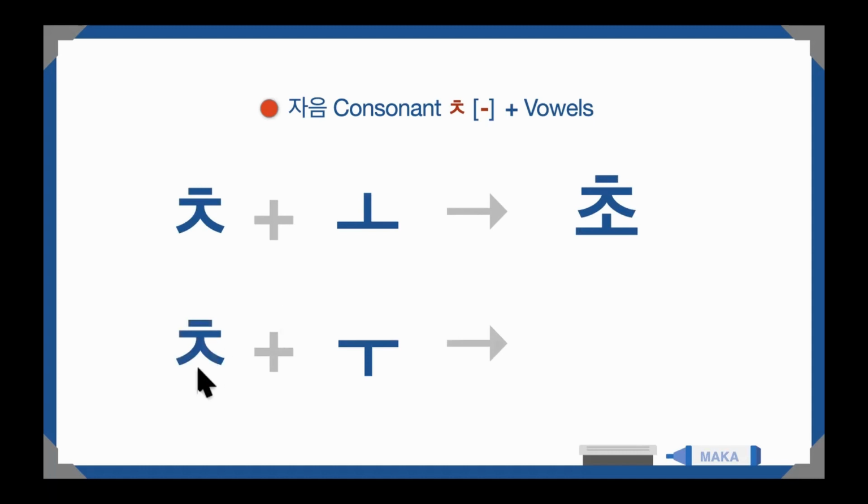And one more. This consonant ch meets u. So now this is chu. Actually, this letter already is a word. Chu means a candle. Chu can also mean autumn or fall. Okay, let's go to the next page.